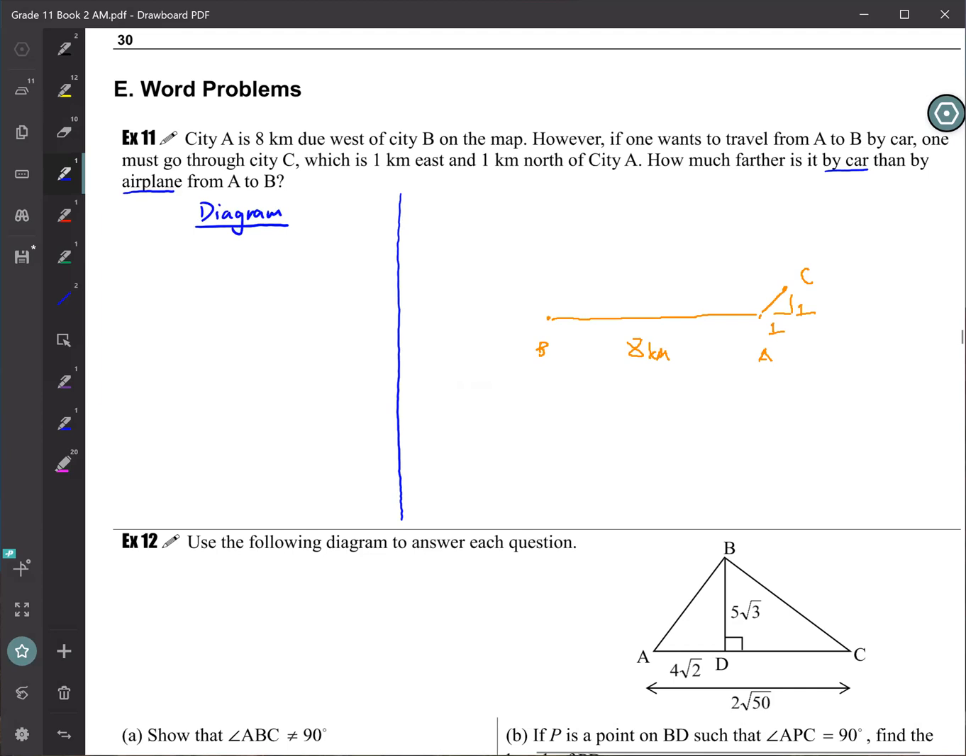Mine is flipped. Yours is flipped. So A is on the left side and B is on the right side, and then C is in between. But on the screen, where do you put the C? Do I have to draw? Yeah. Do you know how to use the drawing function? C is here, okay, and then it's 1 kilometer north and east. Okay. So 1 here, and 8. All right. Thank you. Anyone else?